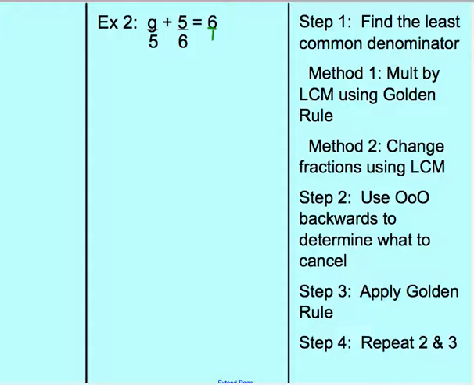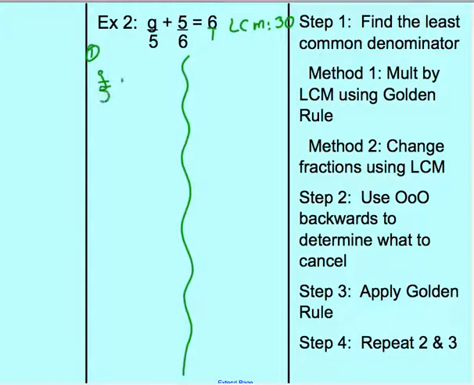So for 5 and 6, they have no common factors, so the least common multiple will be 5 times 6, or 30. So method 1: multiply by the LCM using the golden rule, multiplying every single term by 30. So I'm going to show you both methods again. So I'm going to multiply this by 30, multiply my 5/6 by 30, and multiply my 6 by 30.